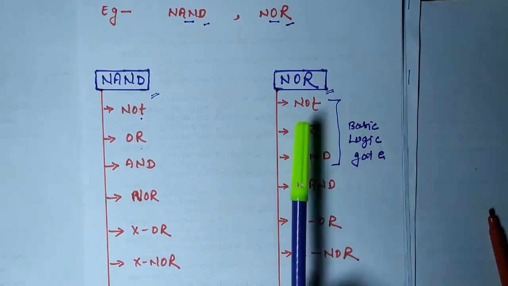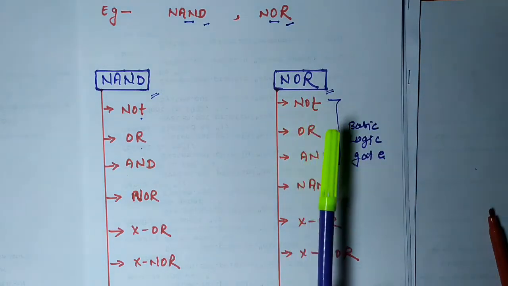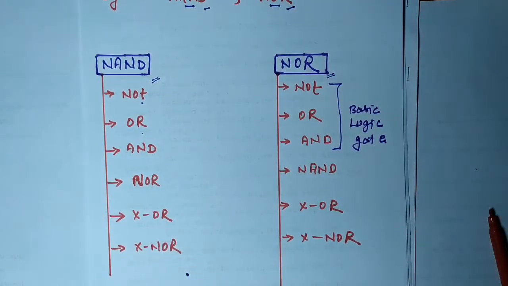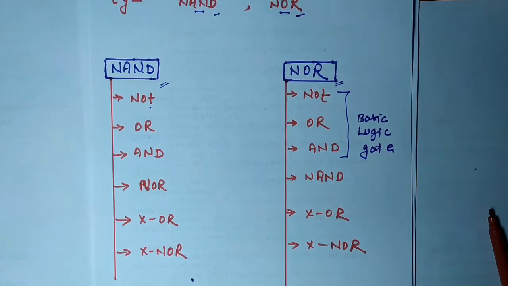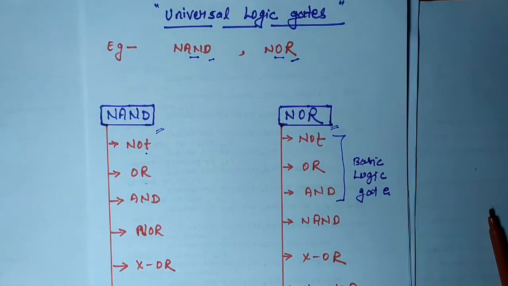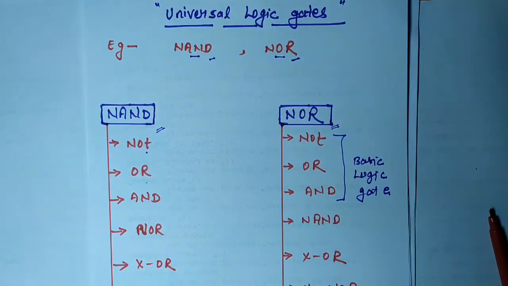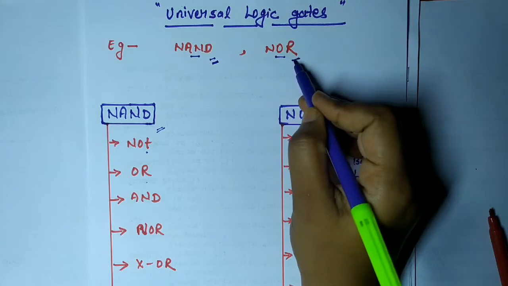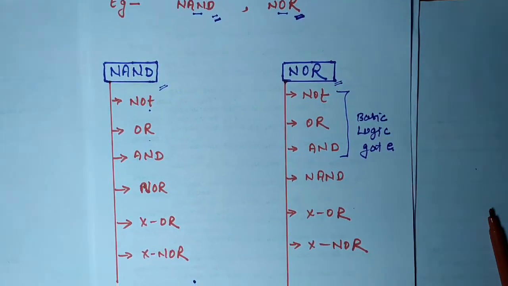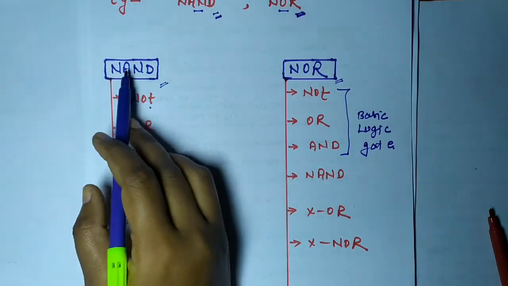So by this NOR gate we can create NOT gate, OR gate, AND gate, NAND gate, XOR gate and XNOR gate. So this is the simple definition of universal logic gate. By the universal logic gate we can create all other gates. So the examples of universal logic gate are NAND gate and NOR gate.